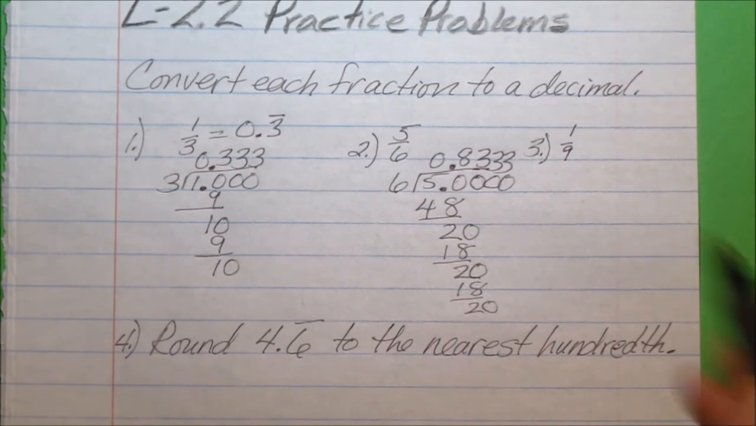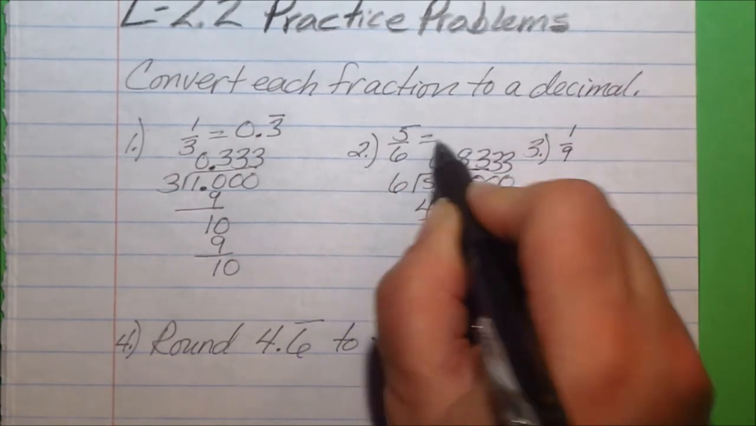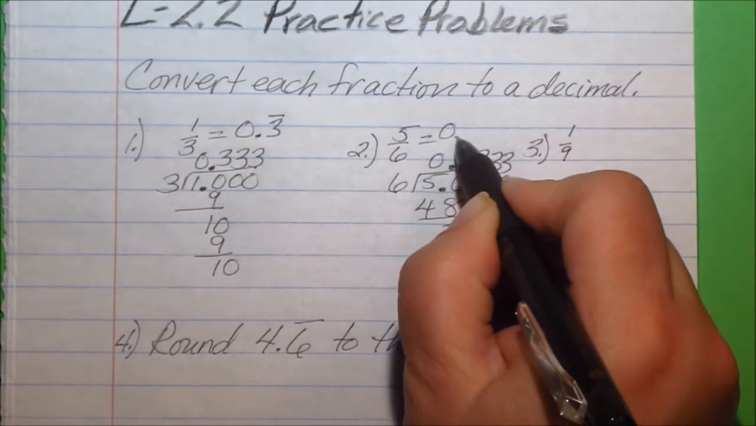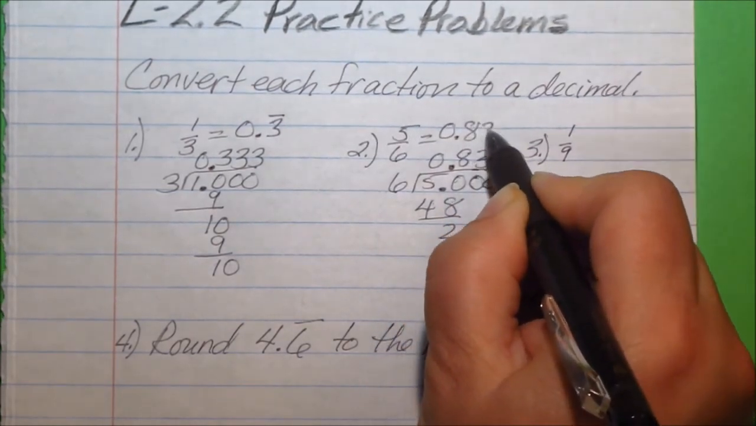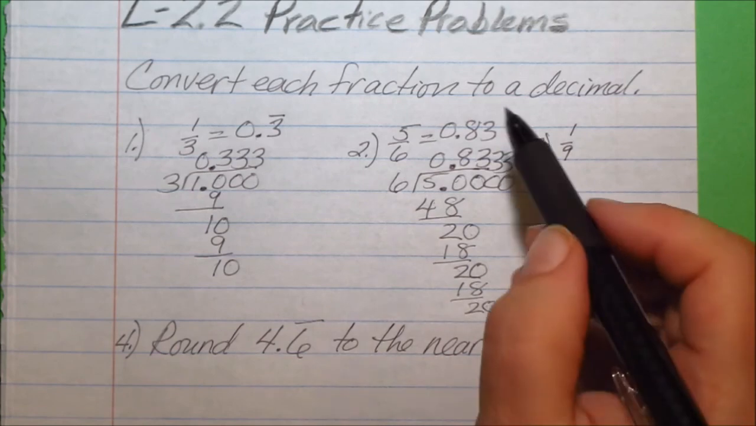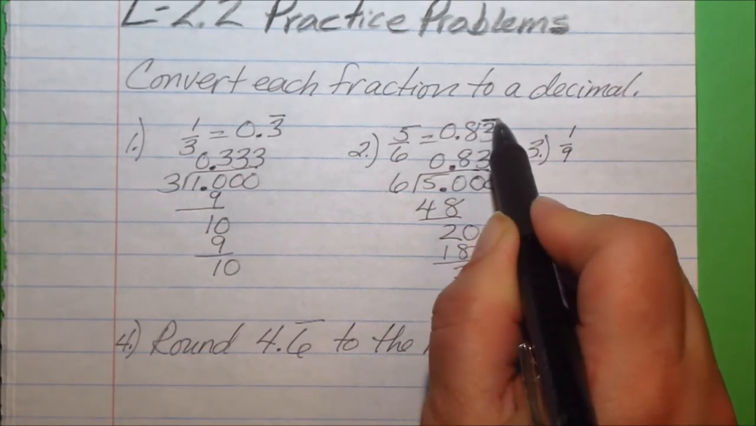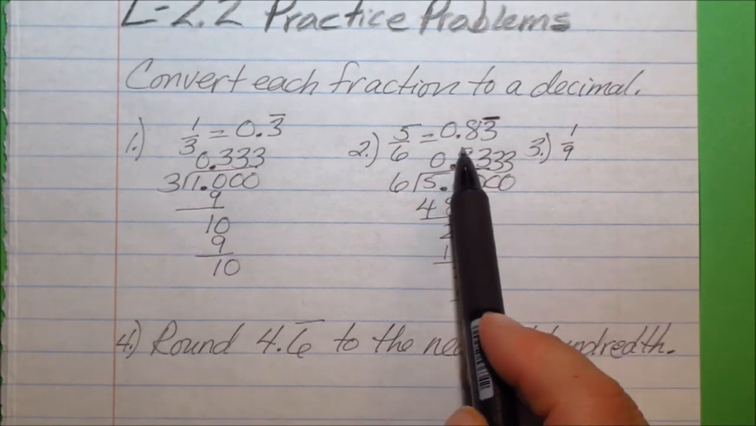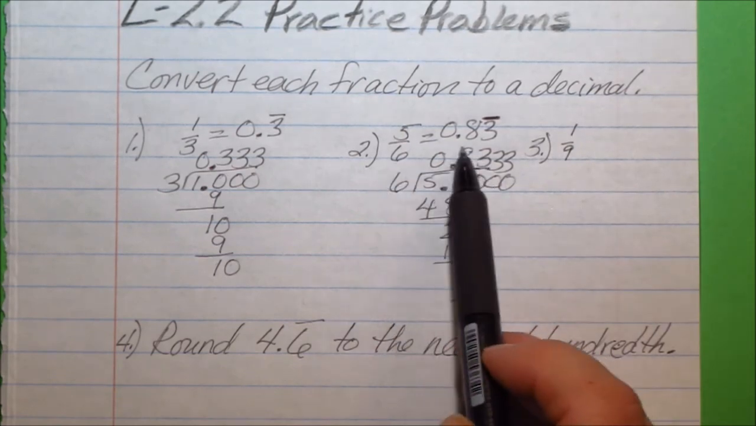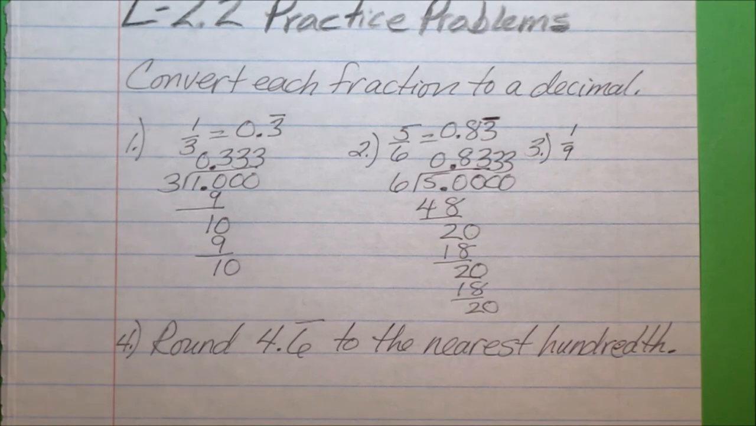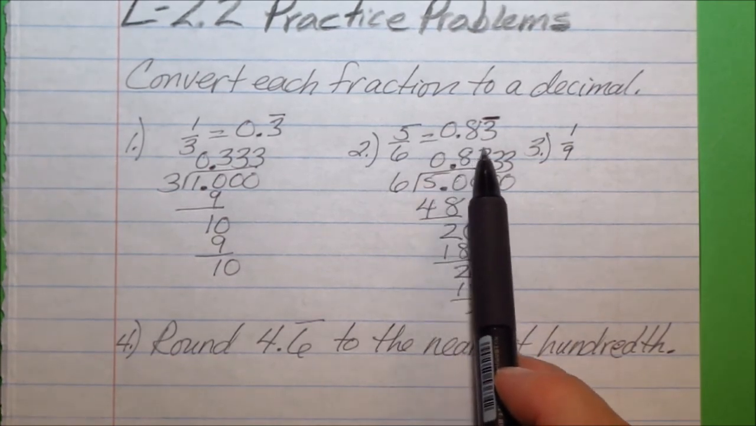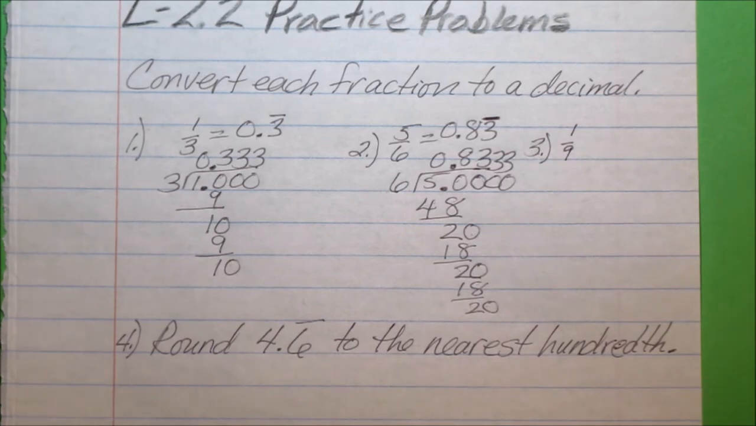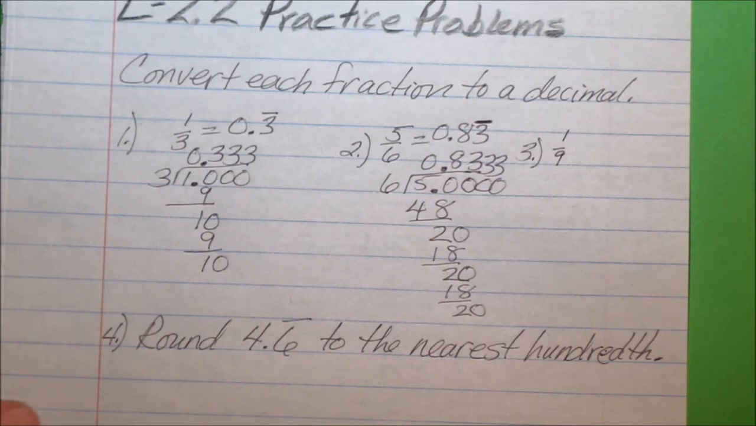Sure do. All right, so 5/6 is equal to 0.83 with a bar over the 3. Now remember, we only put the bar over the number that repeats, not the 8. It's not part of it. That would mean then that the equivalent of 5/6 is 0.83838383, and that's not the case. It's 0.83333333, and on and on. All right?